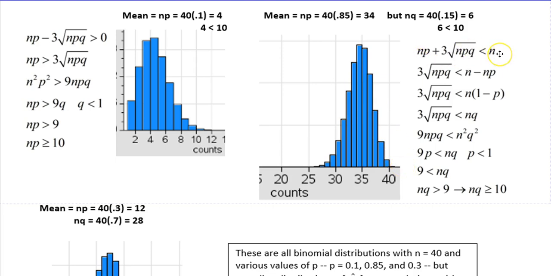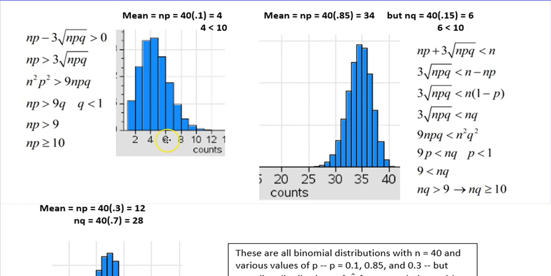So we're looking at the opposite situation when we add 3 standard deviations. Let's see what this looks like. Here we would add the 3 standard deviations to both sides, we'd add and subtract np from both sides, making this n times np, n minus np, factoring out the n, it would be n times 1 minus p, which is n times q. So now we're going to square both sides, divide both sides by nq, and I have 9p is less than nq, where p is less than 1. So to be on the conservative side, we would just say that nq has to be greater than 9, or nq, to make a nice number, is greater than or equal to 10.